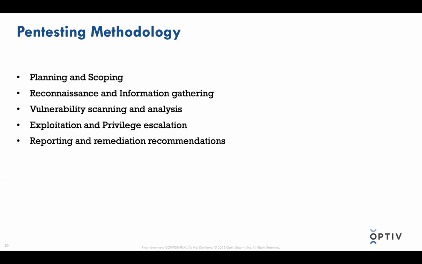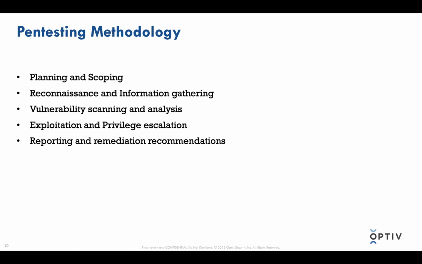With the vulnerabilities identified, we move on to the exploitation and privilege escalation phase. Controlled exploitation of identified vulnerabilities allows us to assess their impact and potential consequences. This phase involves attempting to gain unauthorized access to AWS resources, escalate privileges, or compromise the integrity of the cloud environment. It is important to conduct these activities ethically and responsibly, with a thorough understanding of the potential impact on the production environment. Lastly, we arrive at the reporting and remediation recommendations phase.